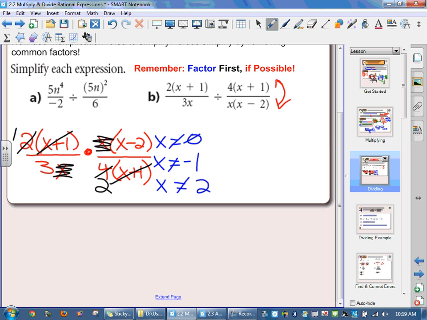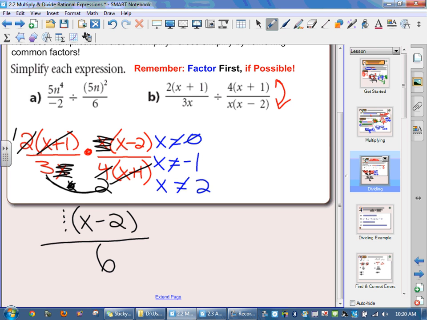Now all we do is write whatever is left over. What I have left over on top is just a 1 sitting out front of x - 2. So I've got my hidden 1 in front of x - 2 on top. On the bottom, all I have left over is 3 times 2. That's all I've got left over. So I'm going to multiply 3 times 2. I get a 6 in the bottom. That is my final answer. Okay, you cannot go any further than that.